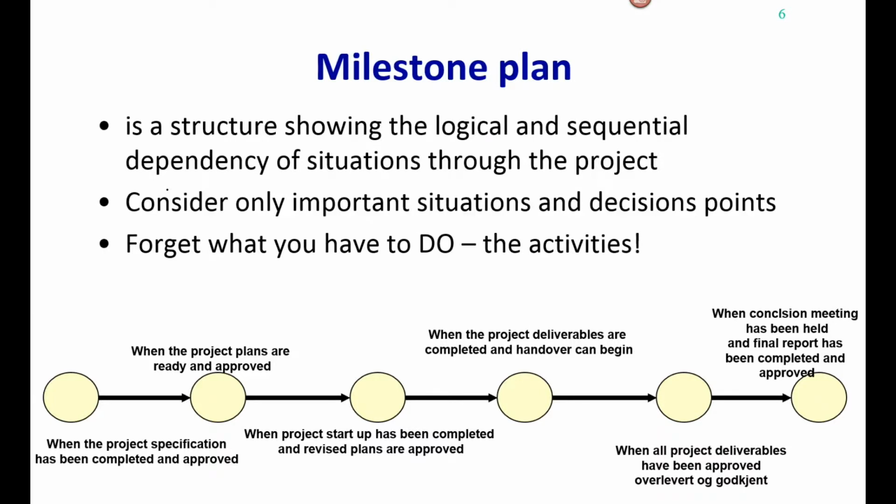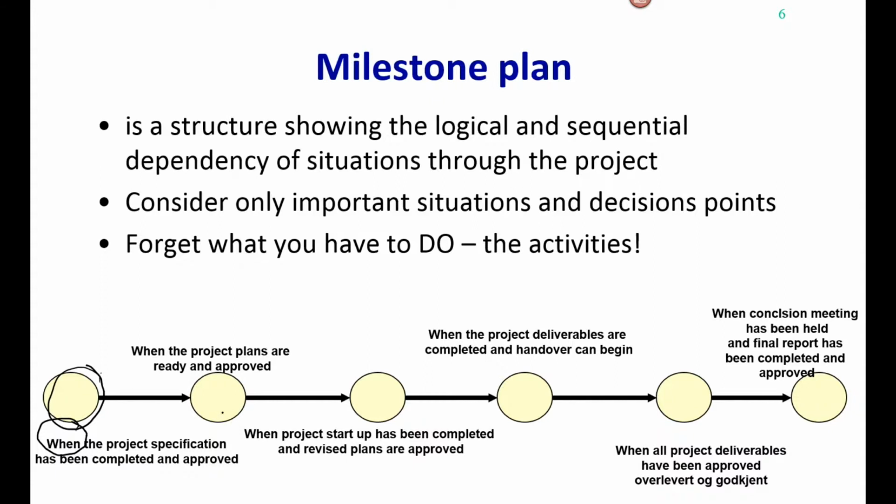This is an example of a milestone plan, and we see the milestones here as small circles, and they each start with a when, and this is more or less a life cycle plan for a whole project. You can see the items that we have been going through as decision points in our project model.